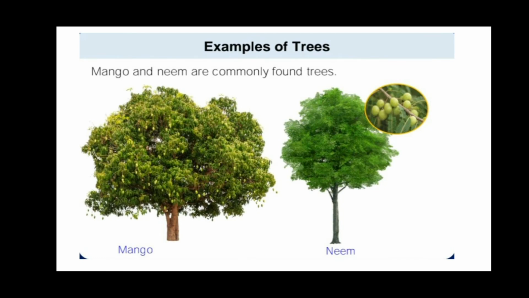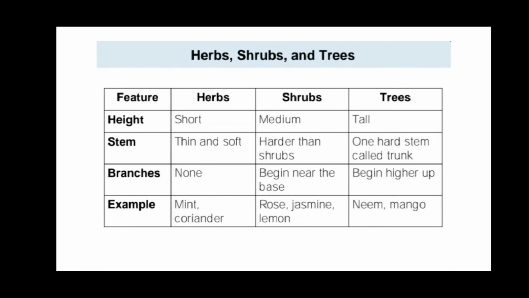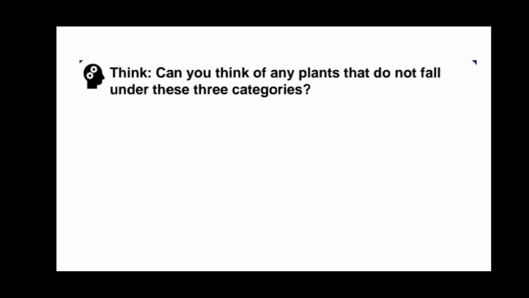Examples of the trees are very easy for you also: mango and neem. I hope everyone has seen this type of plant. These define features of the herbs, shrubs and the trees together, like the height, the stem, branches and examples. So, it will be very useful for your examination.